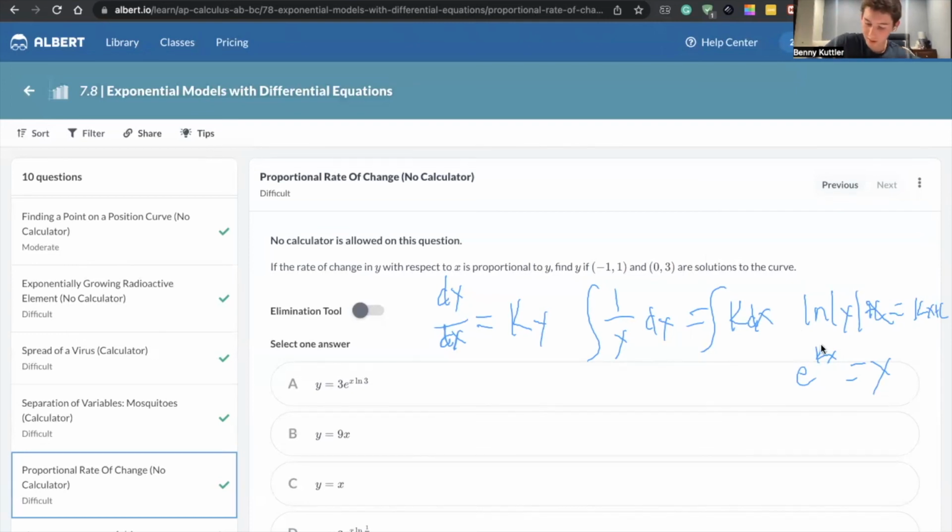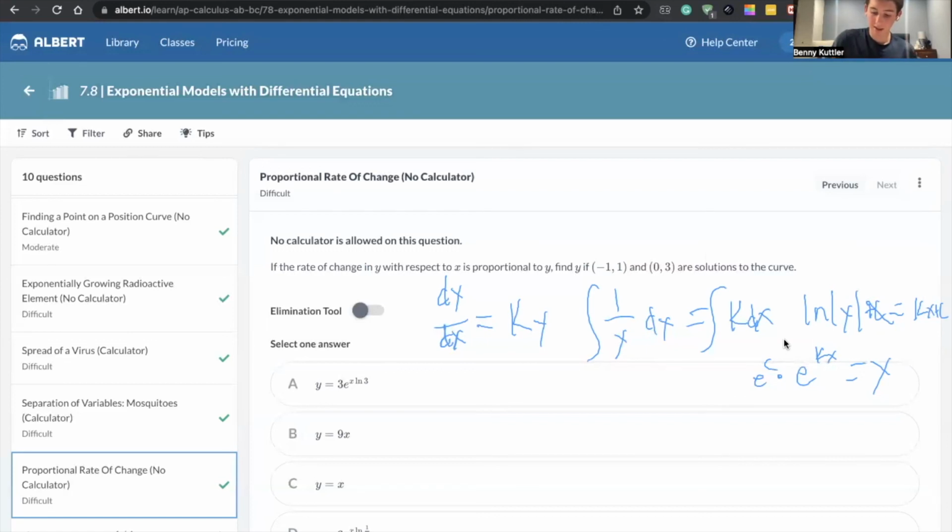Oh, wait. Of course, I forgot the plus c. Kx times e to the c. Because we know that we're doing e to the power of kx plus c, and that can separate as e to the kx times e to the c, because when you multiply exponents with the same base, they just add.